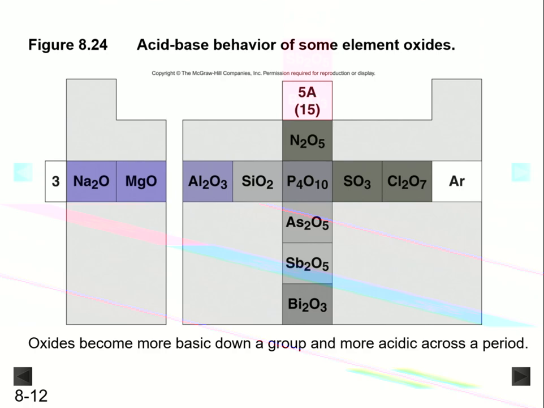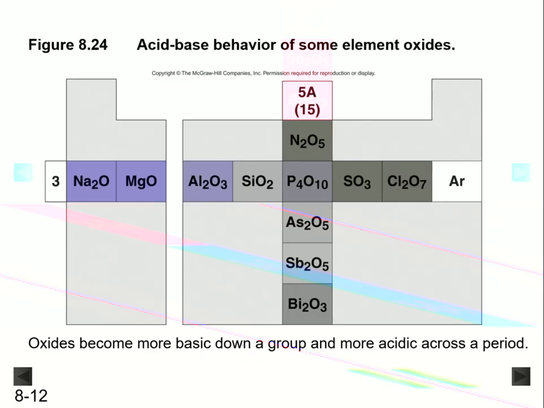Here are the acid-base trends. We've discussed these already, but the blue boxes are the basic metal oxides, which are bases or alkaline materials. The red boxes are the nonmetal oxides, which are acids.